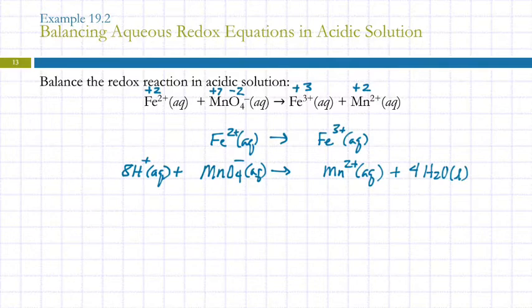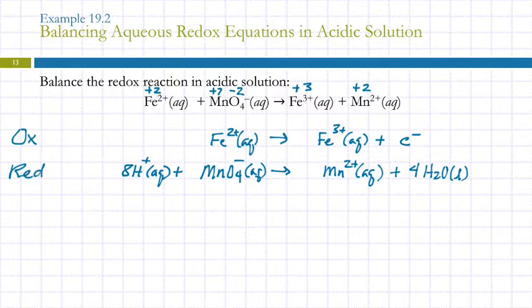Okay, so then we have to balance for charge, right? So this first one with the iron, we need to add 1 electron over here. That was our oxidation. Let's go ahead and label that. That's the oxidation half reaction. This is the reduction half reaction.